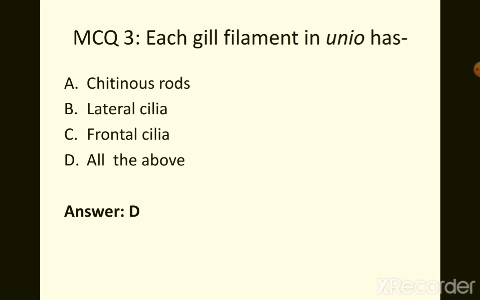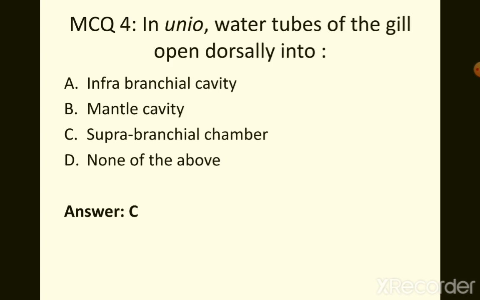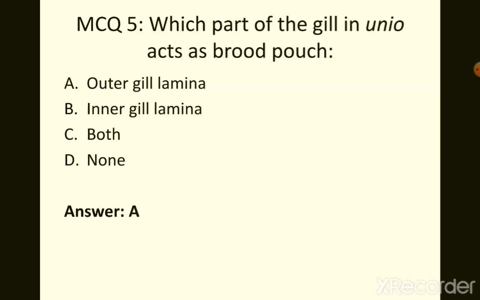Now each gill filament in Unio has chitinous rods, lateral cilia, frontal cilia, or all the above. All three are structures of the gill filament. So the right option is option D. Now in Unio, the water tubes of the gill open dorsally into which chamber? Suprabranchial, infrabranchial, or mantle cavity? Suprabranchial chamber. So the right answer is option C. Now which part of the gill in Unio acts as a brood pouch? The outer gill lamina. So the answer is option A.